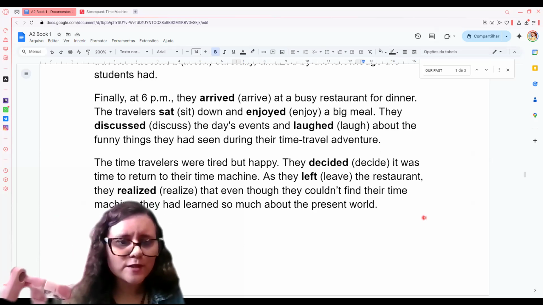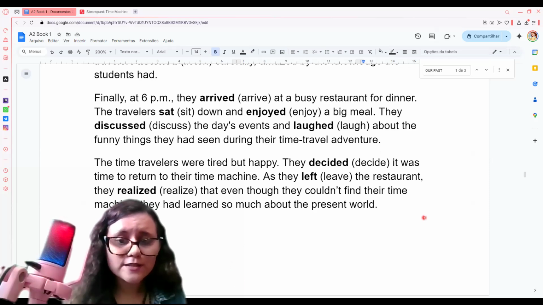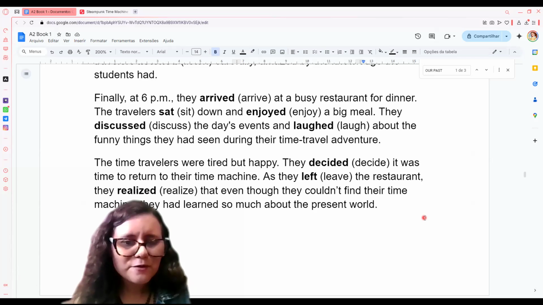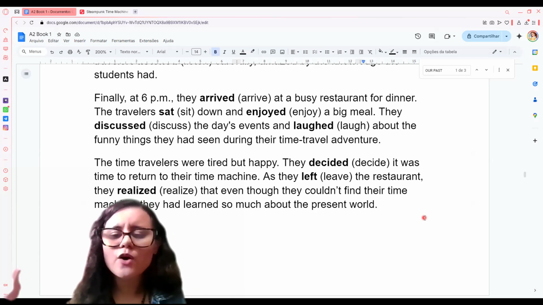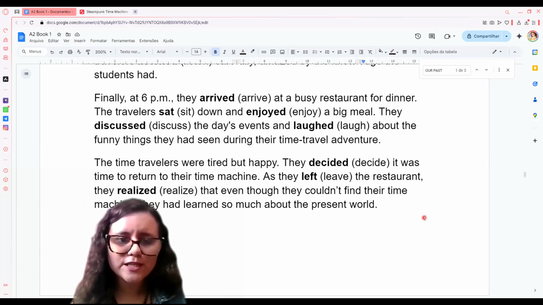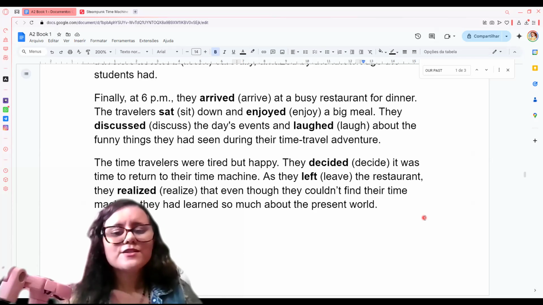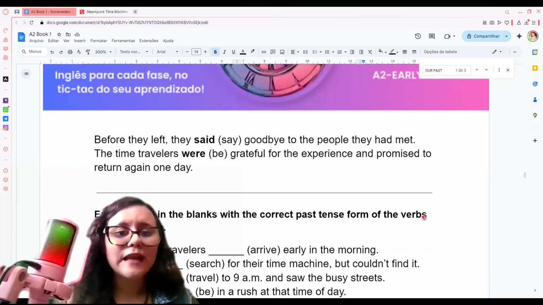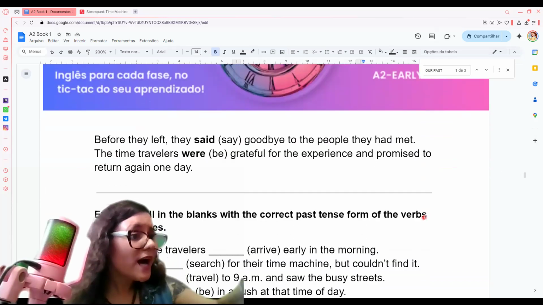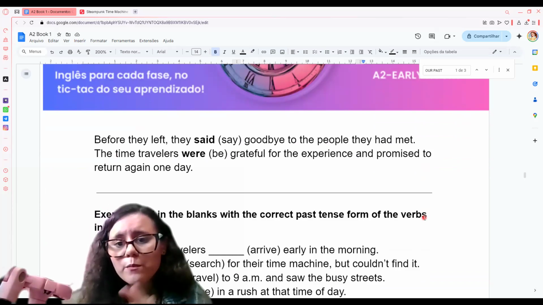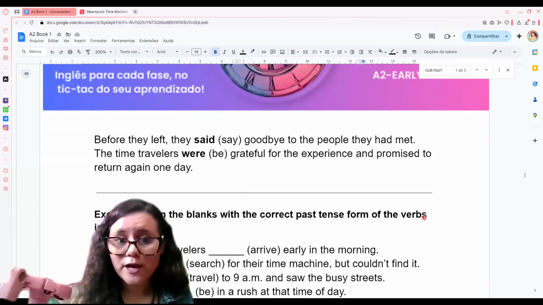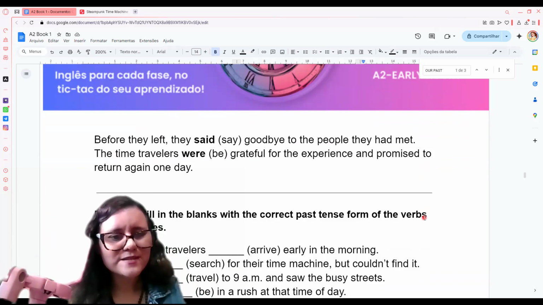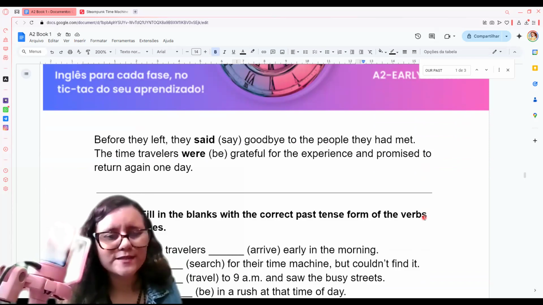They decided it was time to return to their time machine. As they left the restaurant, they realized that even though they couldn't find their time machine, they had learned so much about the present world. Before they left, they said goodbye to the people they had met. The time travelers were grateful for the experience and promised to return again one day.